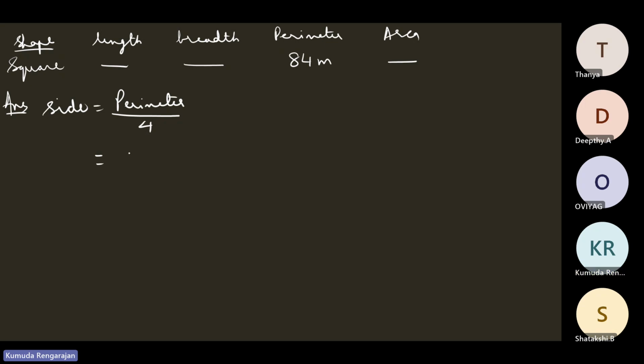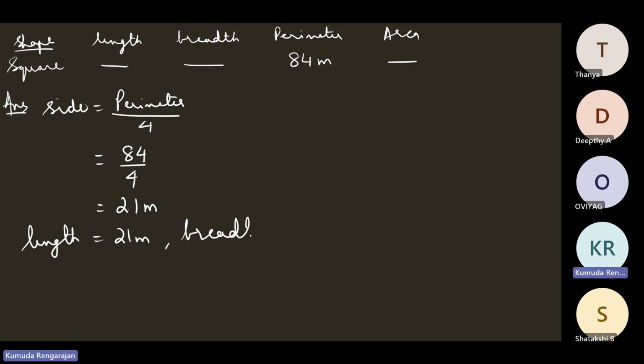Yes, Tanya, then? Then we have to divide 84. Just read out from your book. So 84 divided by 4, ma'am. What's the answer? 21 meters, ma'am. Very good. So children, now side is 21 meters. Therefore, length of the square is 21 meters because we have to fill in 2 dashes. So you have to fill the length and the breadth. Length of the square is 21 meters and breadth of the square is also 21 meters, because we know that in a square, the length is equal to the breadth.